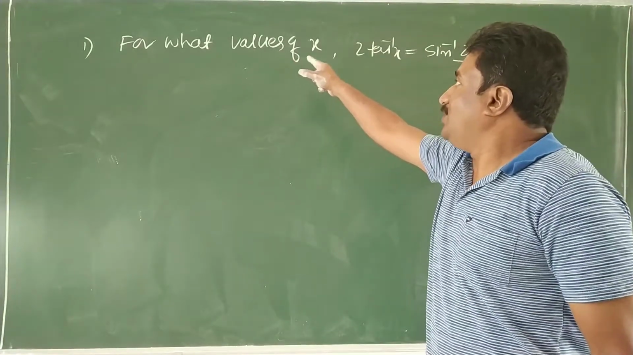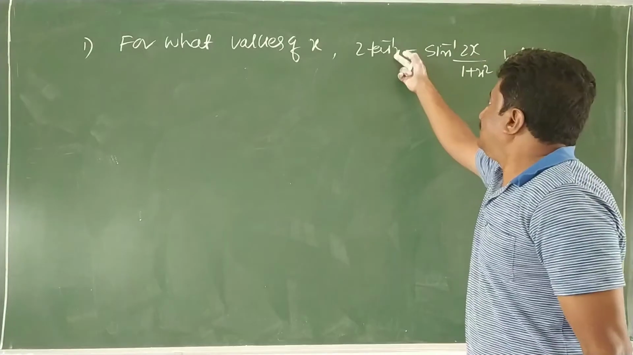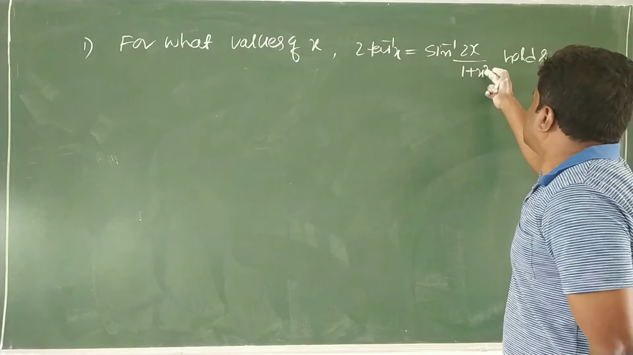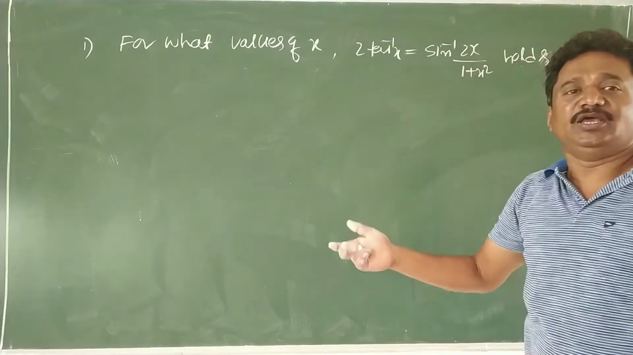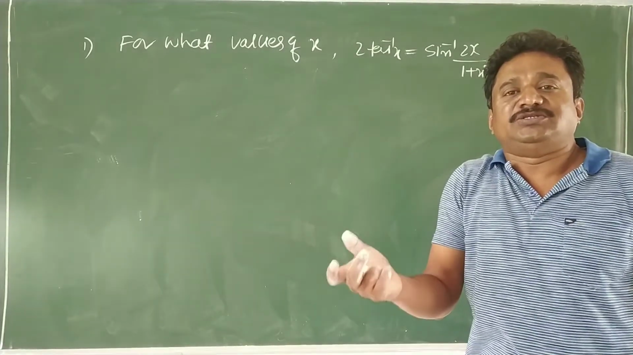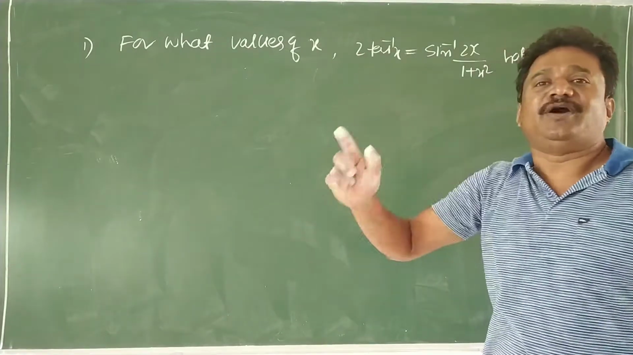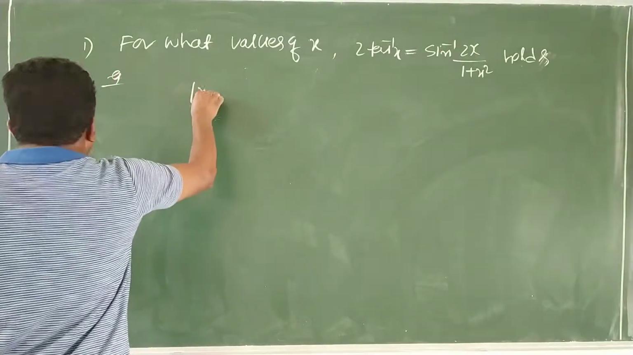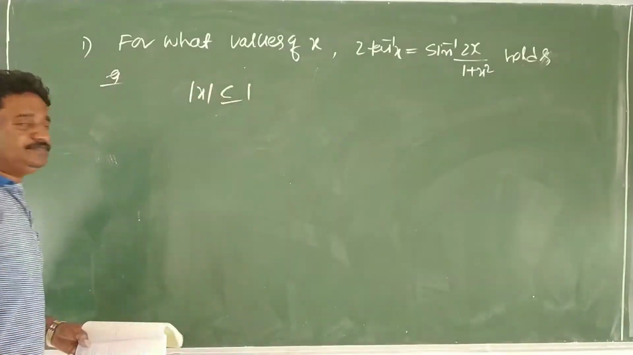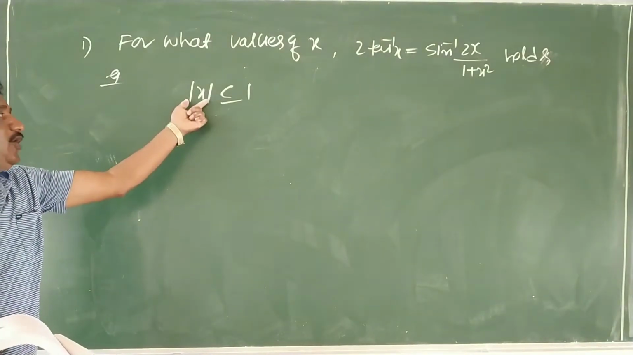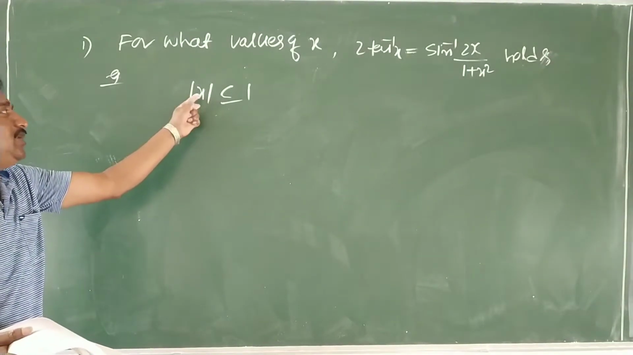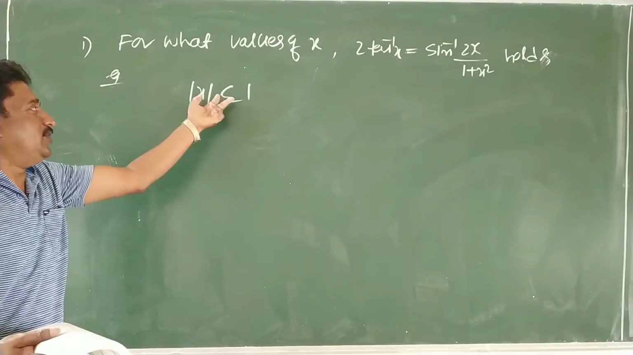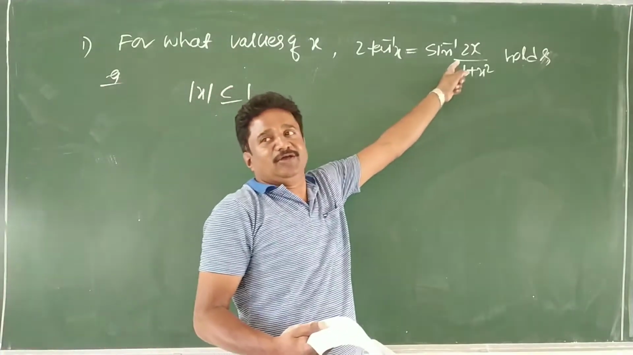For what values of x is 2 tan inverse x equal to sine inverse 2x by 1 plus x square, holds? Usually they set this type of question for 1 mark. The answer is mod x is less than or equal to 1. For all x values, modulus of x less than or equal to 1, this formula will be true.